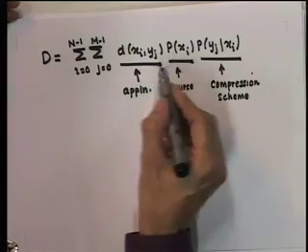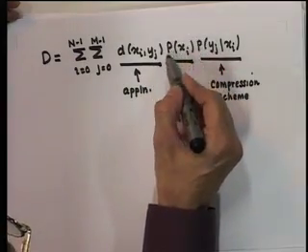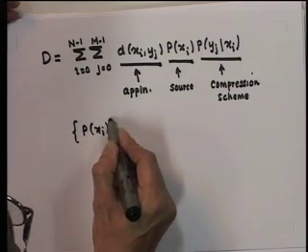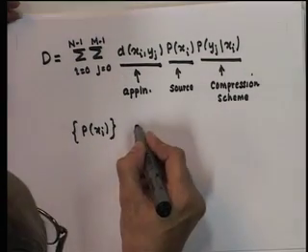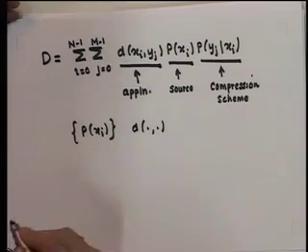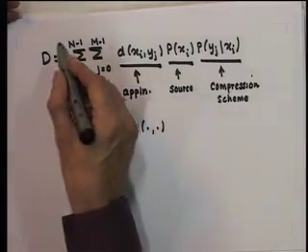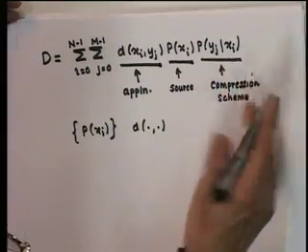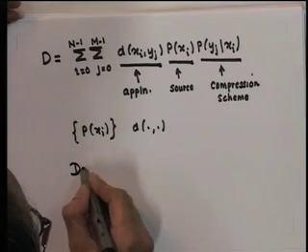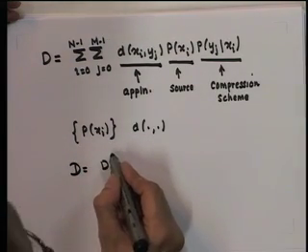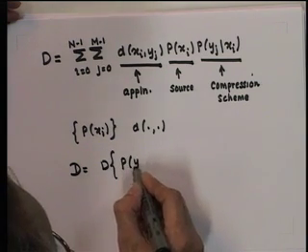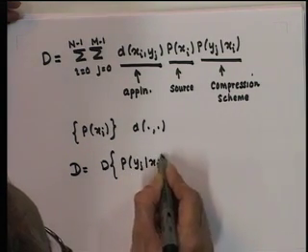Therefore, for a given source with some PDF and a specified distortion measure, the distortion is a function only of the conditional probabilities. That is, distortion is a function of conditional probabilities P of y j given x i.